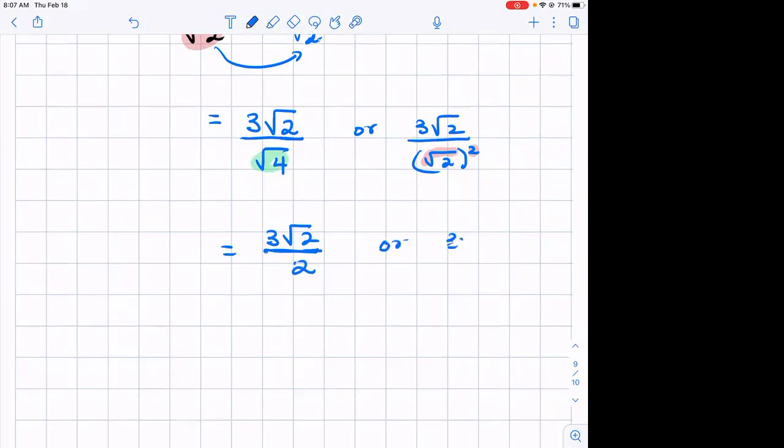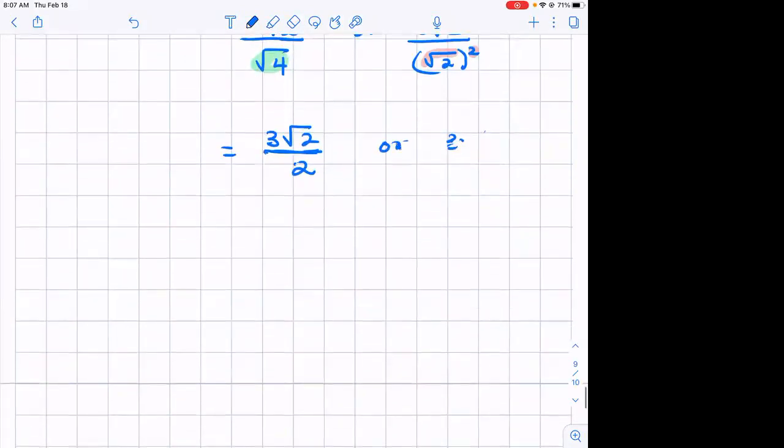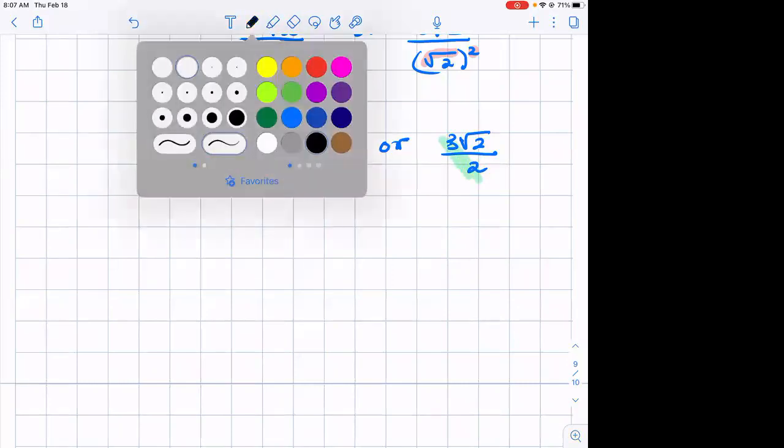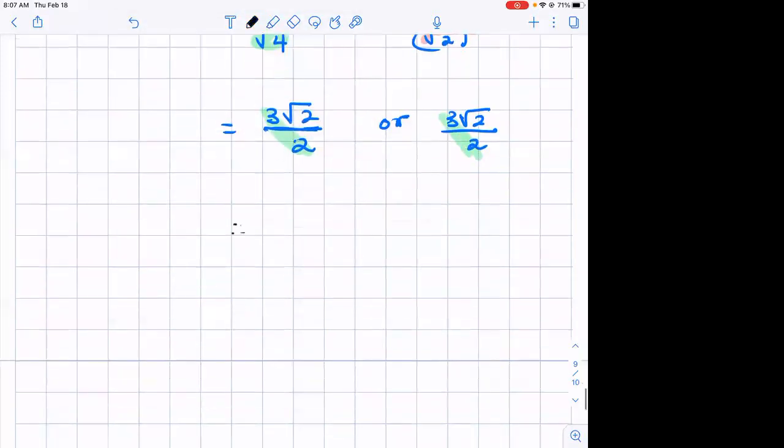So we can have 3 root 2 divided by 2. And you always want to check, see if you can simplify when you're finished, because sometimes you will notice that these numbers may be able to reduce. In this case, they cannot. So my final answer is 3 root 2 over 2. This is our final answer.